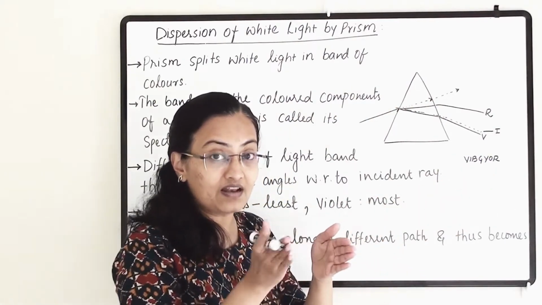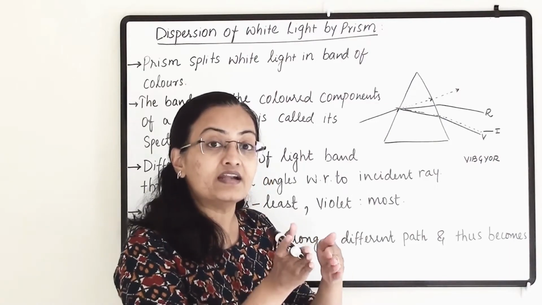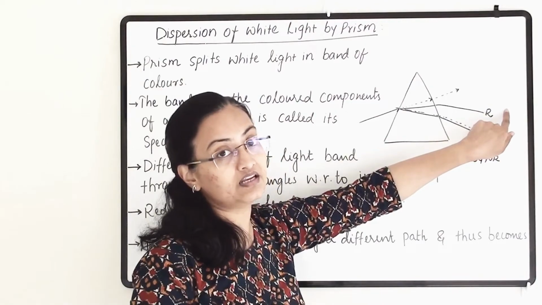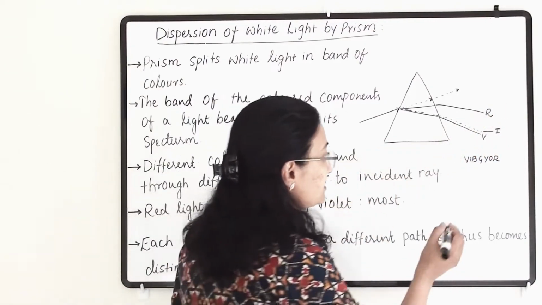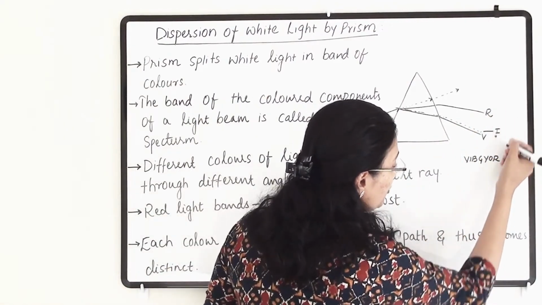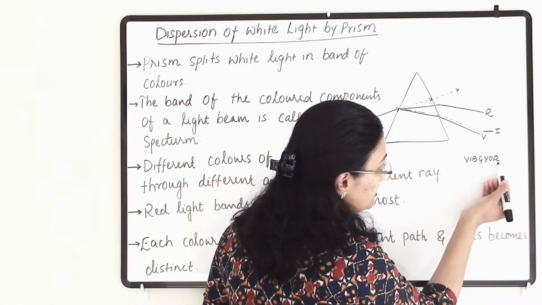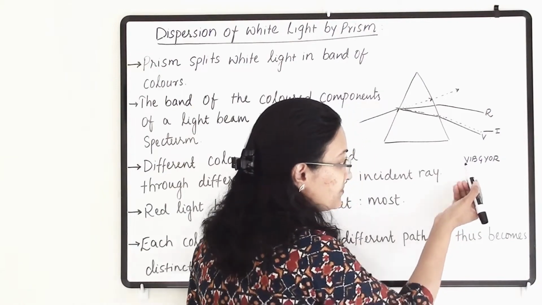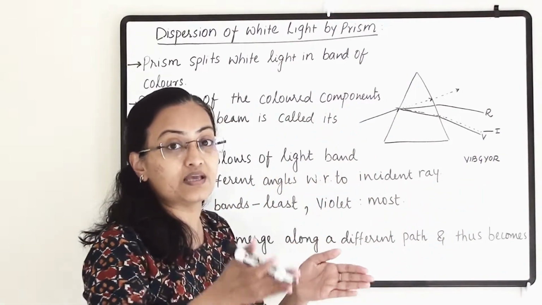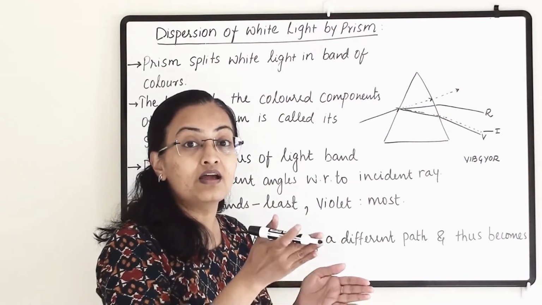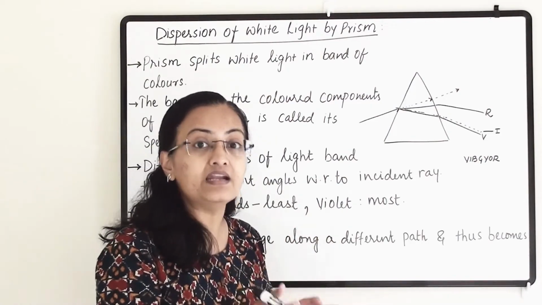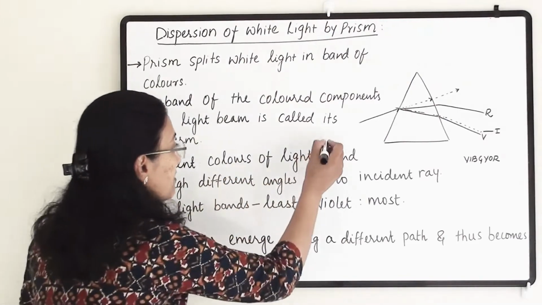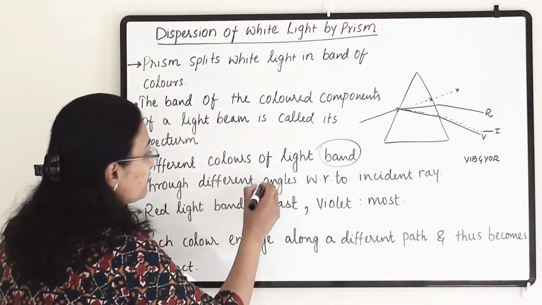So those color lights will bend at different angles, and only then will we get a separate 7 colors in our spectrum. And these colors will be from top to bottom in this pattern: red, orange, yellow, green, blue, indigo and violet. So when we are getting each one separately, that means they are bending separately. That means their bending angles are different. So different colors of light bend through different angles.